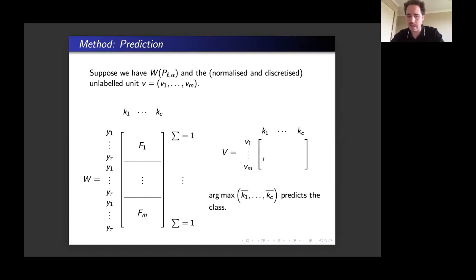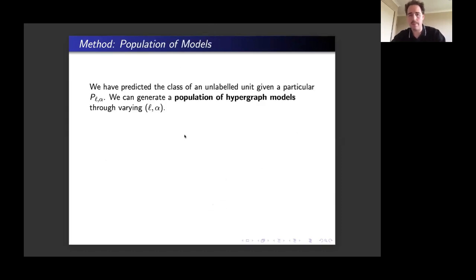So averaging each column gives me this vector here, and then taking the maximum of that will predict a class for that unlabeled unit. So that's basically how I go from modeling all the way to prediction. But I really haven't utilized the best part of the hypergraph. And before that, back to this L and alpha that I talked about.